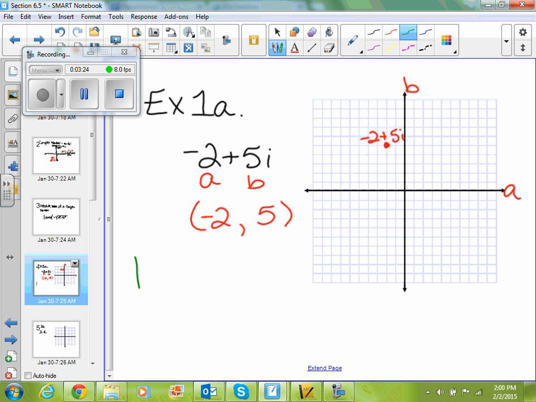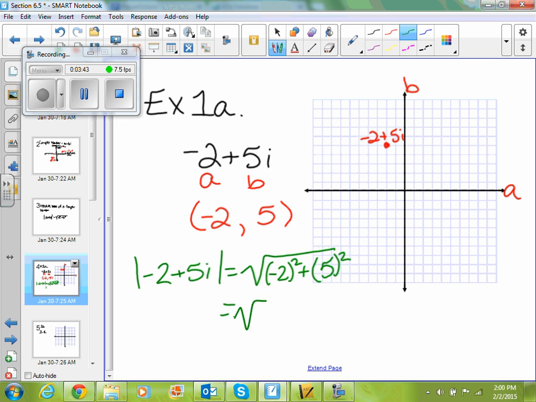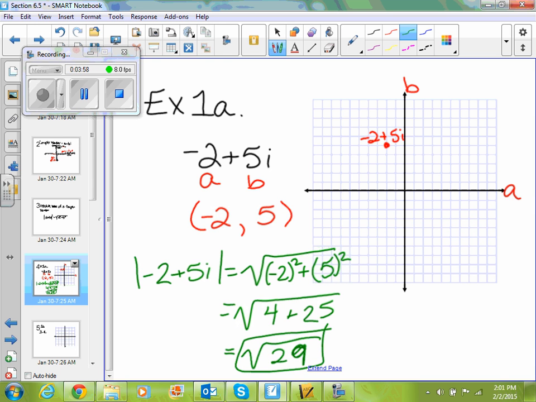And if I want to find the absolute value of -2 plus 5i, that's equal to the square root of a squared, and a is -2, squared plus b squared, which would be 5 squared. -2 squared is 4, 5 squared is 25, and 4 plus 25 is 29. So my absolute value would be the square root of 29.